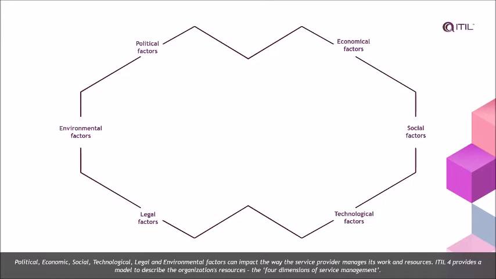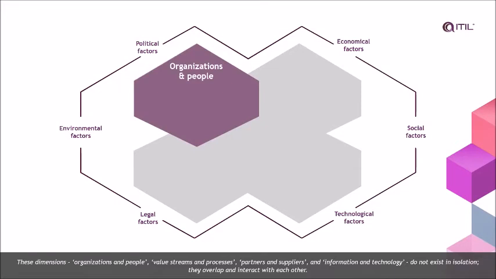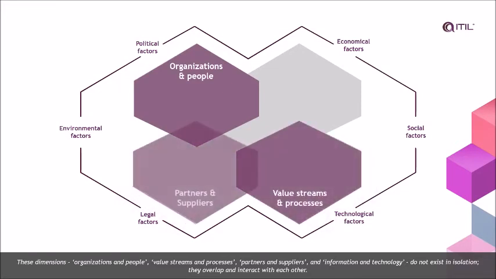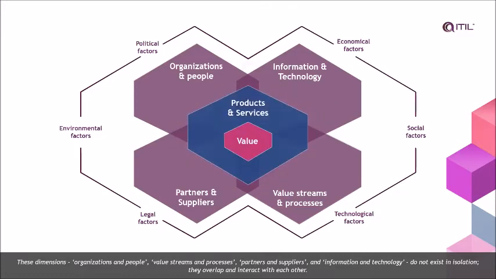ITIL 4 provides a model to describe the organisation's resources, the 4 dimensions of service management. These dimensions, organisations and people, value streams and processes, partners and suppliers, and information and technology, do not exist in isolation. They overlap and interact with each other.